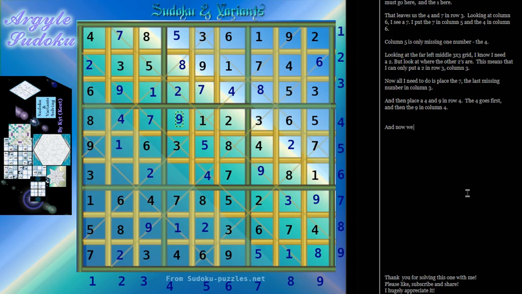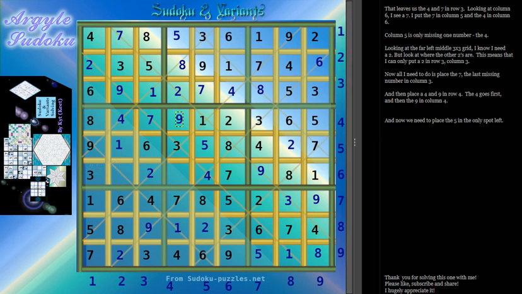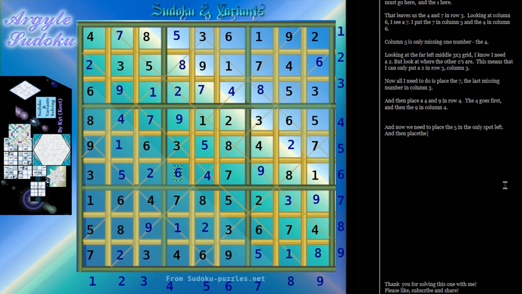And now we need to place the 5 in the only spot left. And then place the 6. And now we are done.